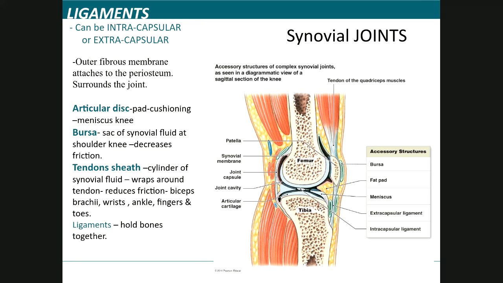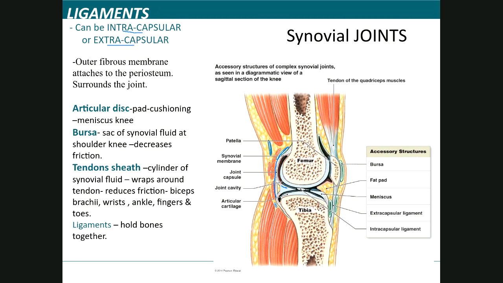So when we talk about ligaments, ligaments can be either intracapsular ligaments or extracapsular ligaments. So let's look at an up-close image of the knee joint. So when we're talking about the knee joint, you could see the joint capsule out here, okay? And then the inner synovial membrane, which secretes the synovial fluid inside that joint capsule.